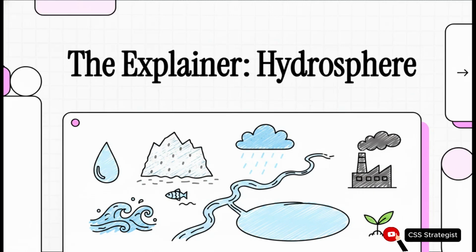Welcome, everyone. If you're prepping for your general science and ability paper, you already know that some topics are just, well, they're more critical than others. The hydrosphere is definitely one of them. So in this explainer, we're not just going to cover the basics. No, we're going to build the kind of analytical framework you need to turn a good answer into a really great one. Let's get started.